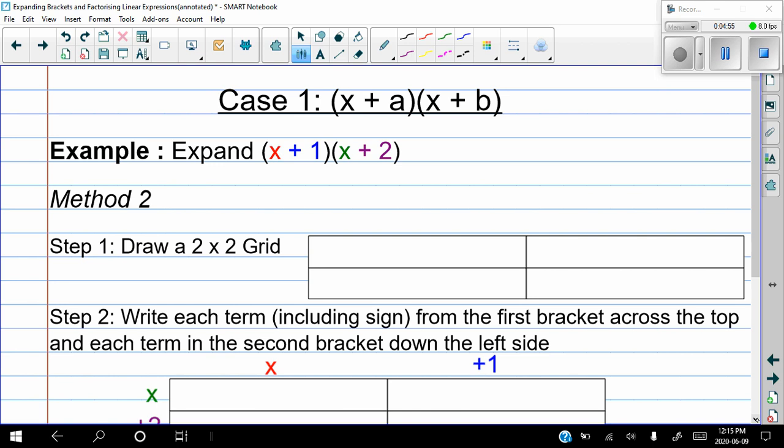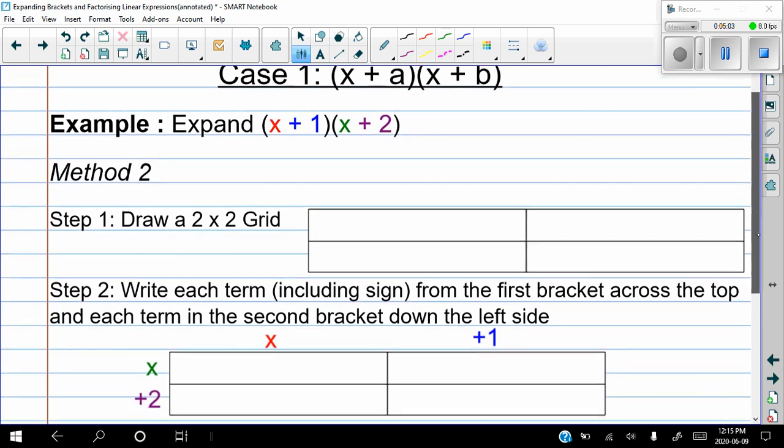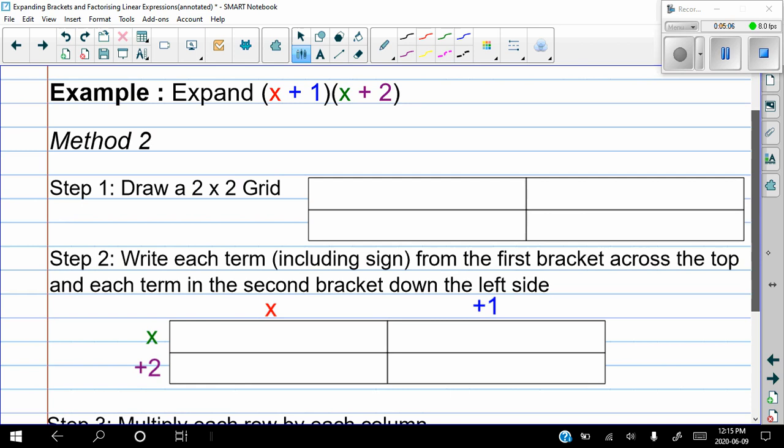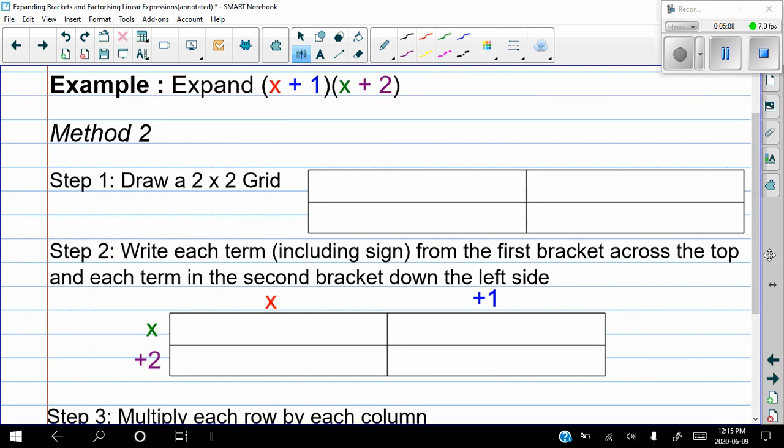So first step for method 2 is draw a 2 by 2 grid, as shown on the right. Step 2, we're going to move down a little bit so we can see. Write each term, including the sign, down the first bracket across the top. So notice I have my x and I have plus 1. Then down the left side, we do the exact same with the second bracket.